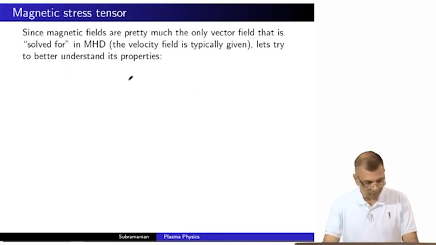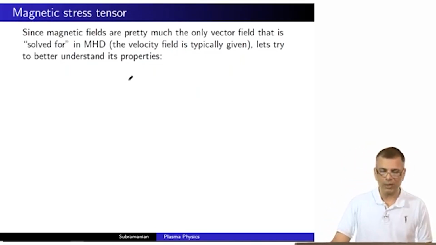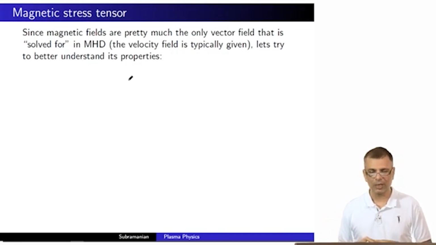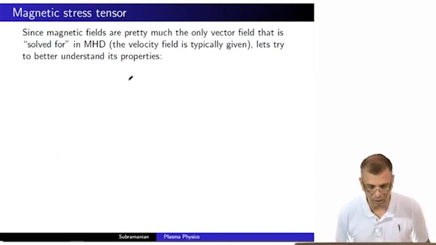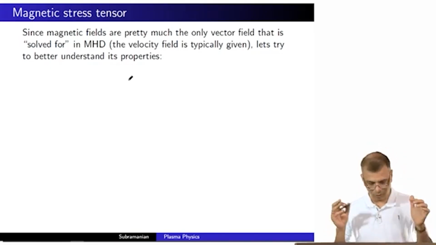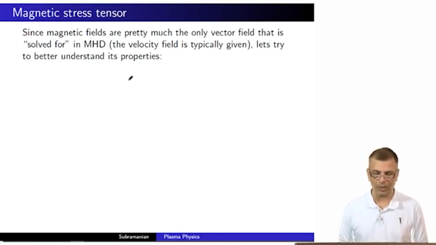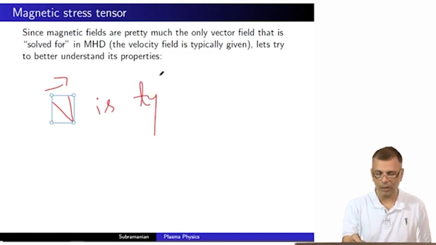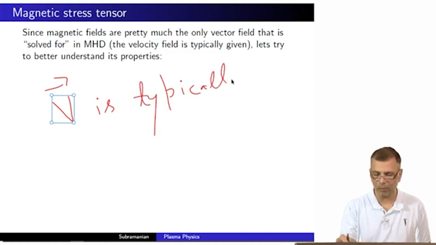And the next thing that we will worry about a little more is the nature of the magnetic fields now. Okay. What the magnetic fields do to the equation of motion, and like this line says, since magnetic fields are pretty much the only vector field that is, quote unquote, solved for in MHD, in that V, you see, the velocity field is typically given or typically prescribed.